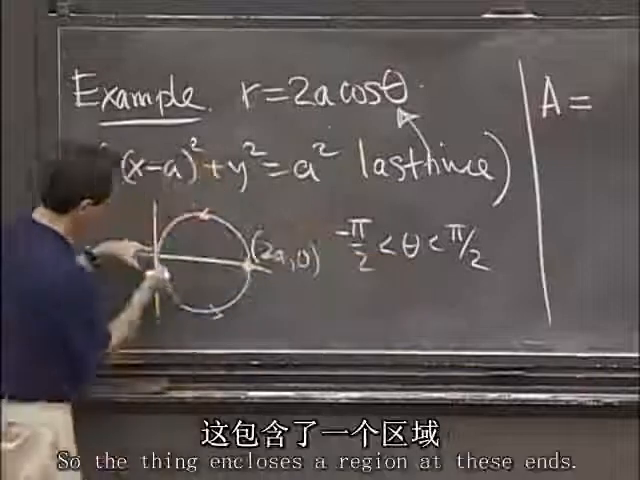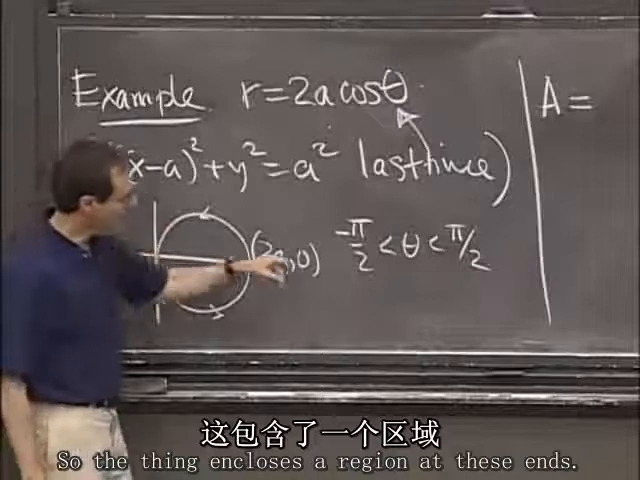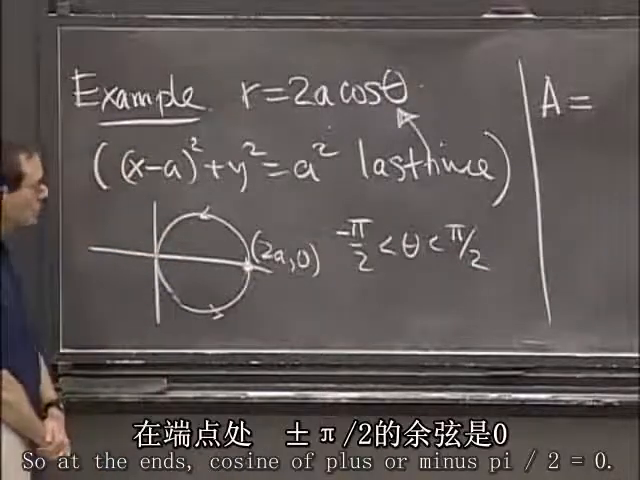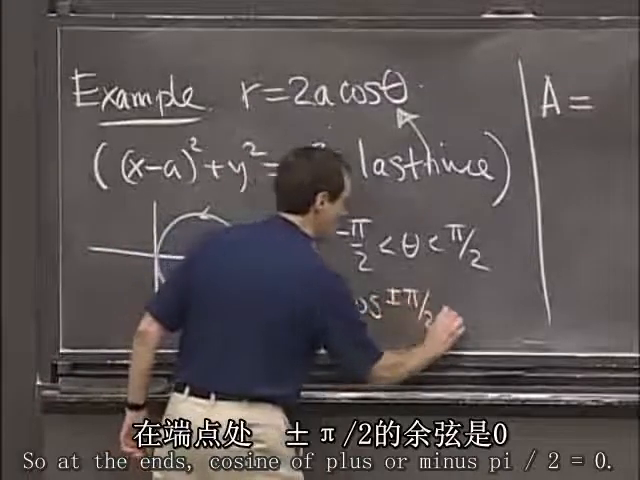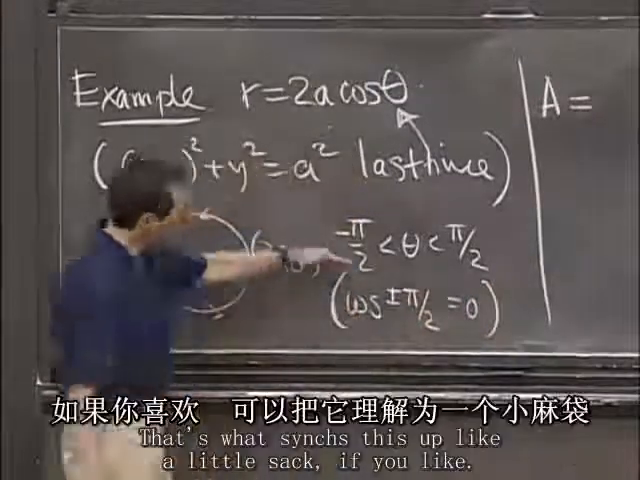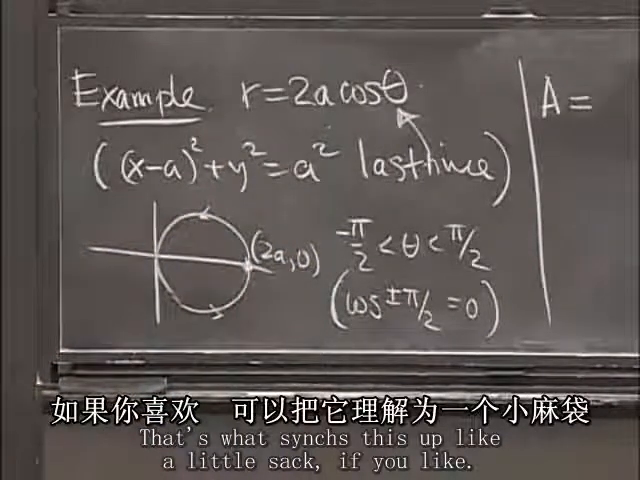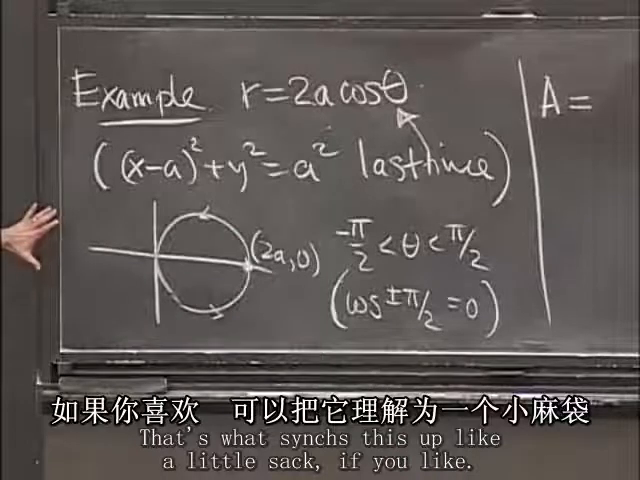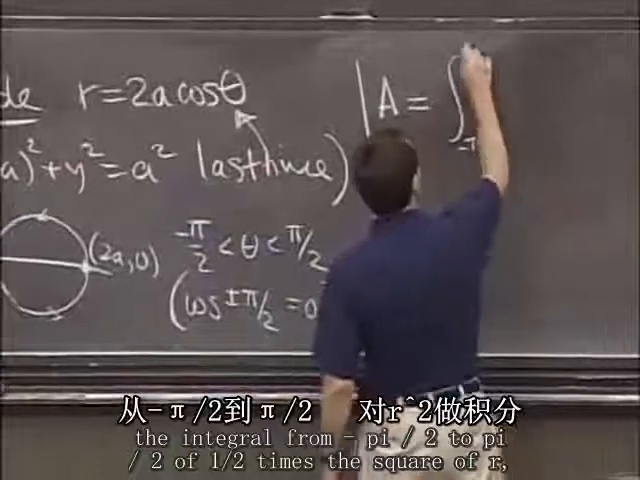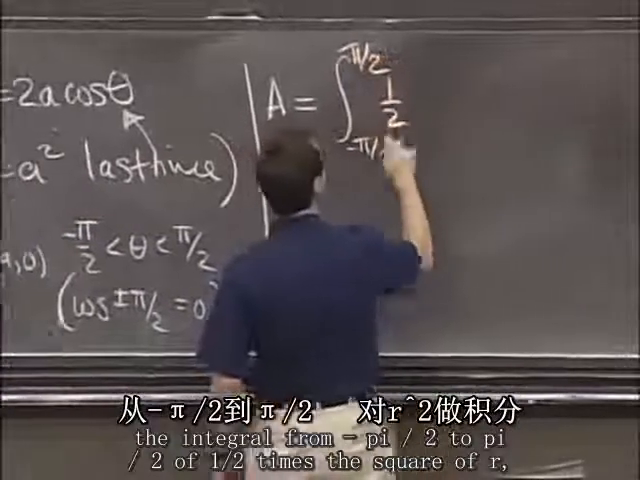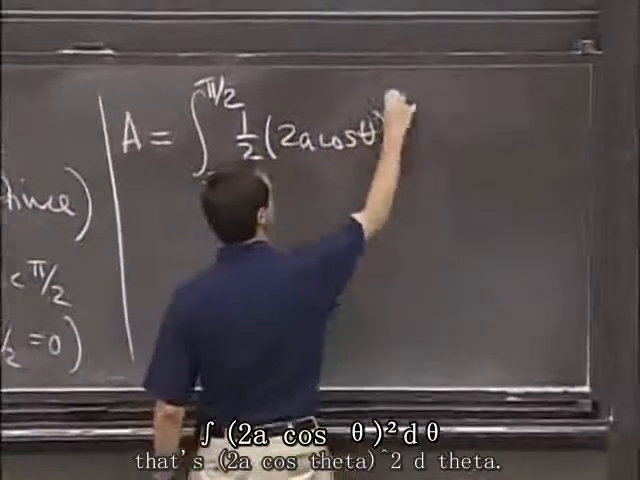So the thing encloses a region at these ends. So at the ends, cosine of plus or minus pi over 2 is equal to 0. That's what cinches this up like a little sack, if you like. All right. So the area is now going to be the integral from minus pi over 2 to pi over 2 of 1/2 times the square of r, that's (2a cosine theta) squared d theta.